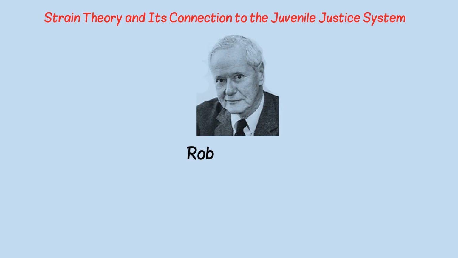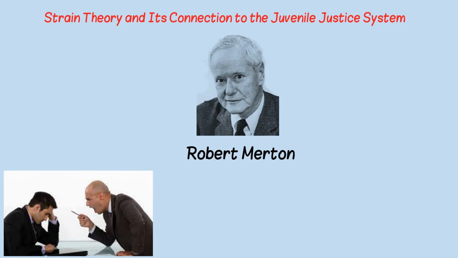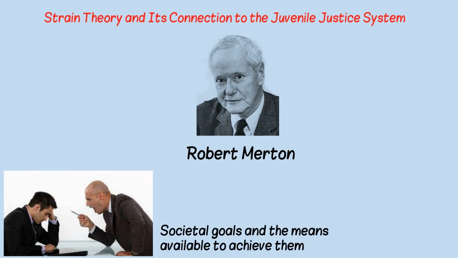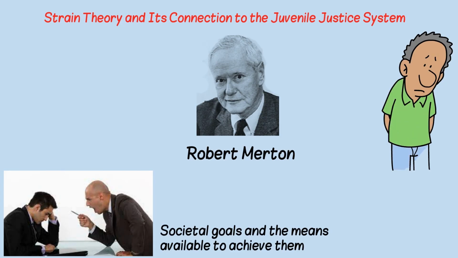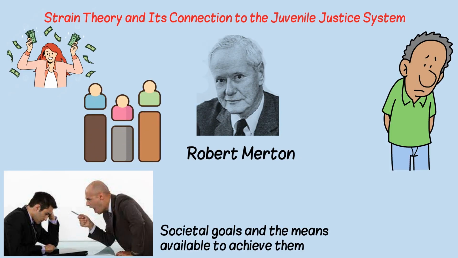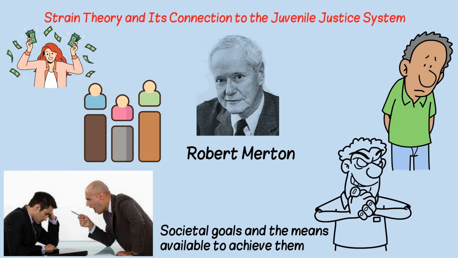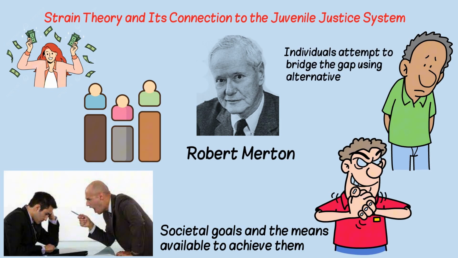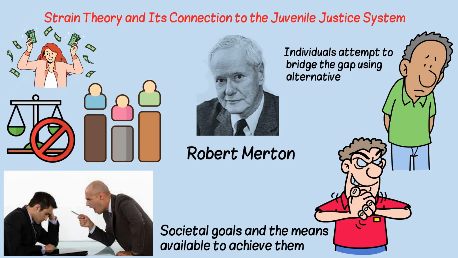Strain theory and its connection to the juvenile justice system. Strain theory, developed by sociologist Robert Merton, seeks to explain deviant behavior by examining the disconnect between societal goals and the means available to achieve them. According to the theory, individuals experience strain when they cannot achieve culturally valued goals through legitimate means, such as financial success or social status. This disconnect creates pressure that may lead to deviant or criminal behavior as individuals attempt to bridge the gap using alternative, often illegal, methods.